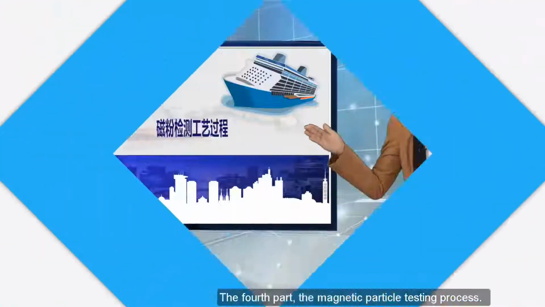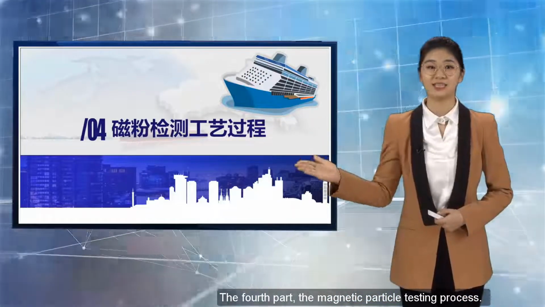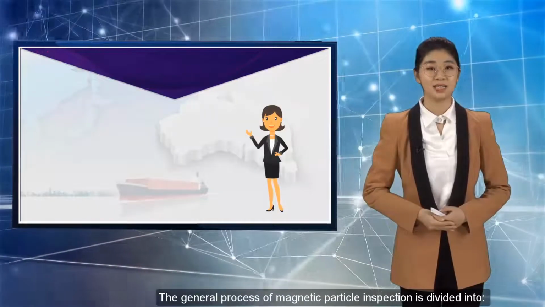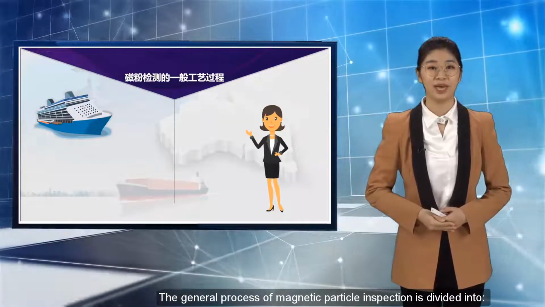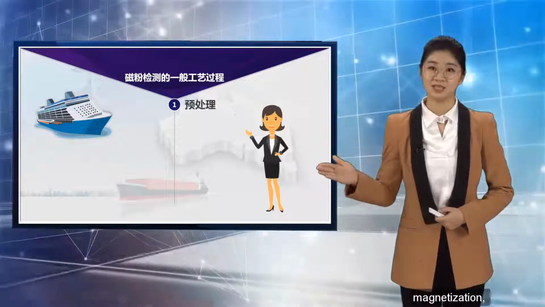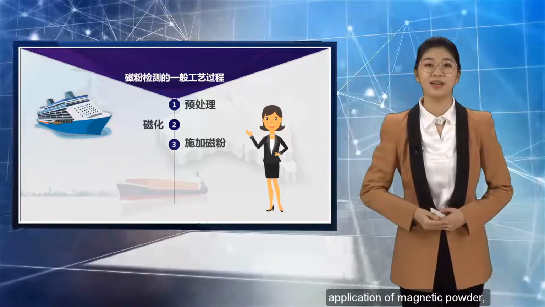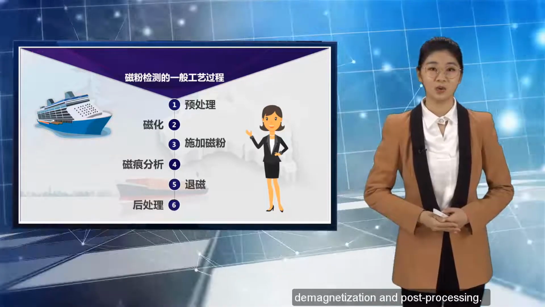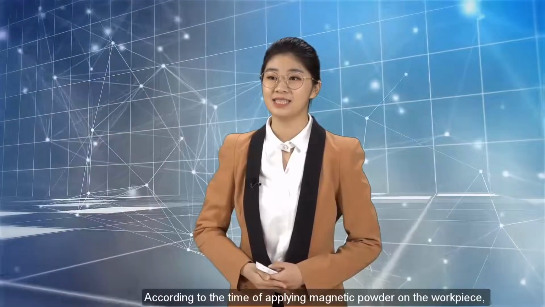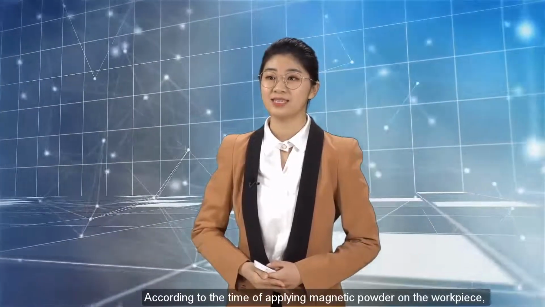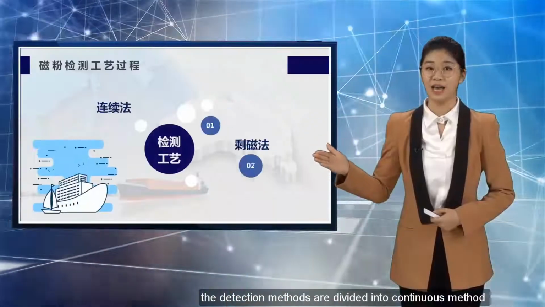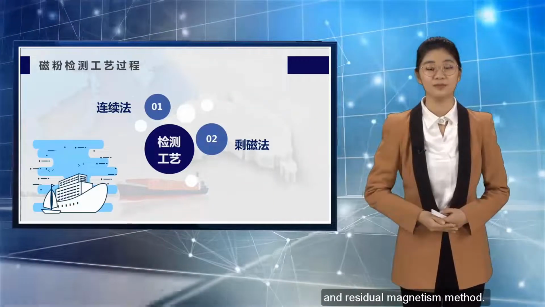The fourth part. The magnetic particle testing process. The general process of magnetic particle inspection is divided into pretreatment, magnetization, application of magnetic powder, magnetic trace analysis, demagnetization and post-processing. According to the time of applying magnetic powder on the workpiece, the detection methods are divided into continuous method and residual magnetism method.